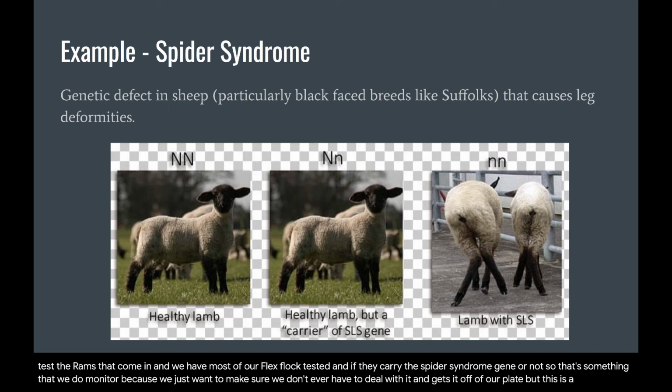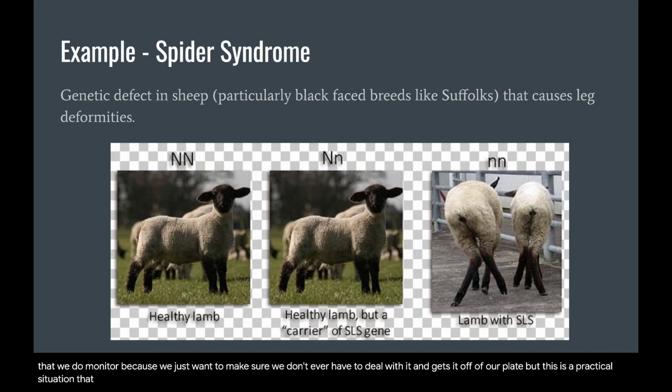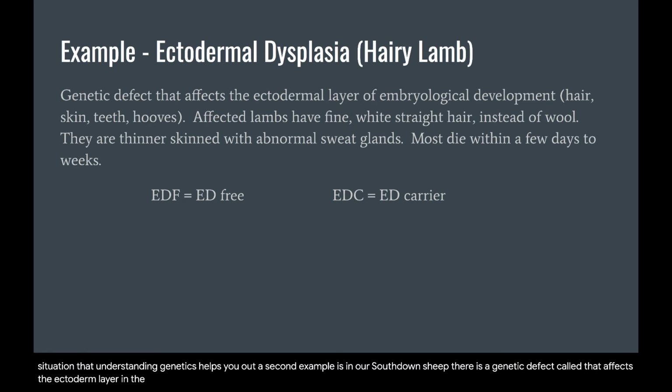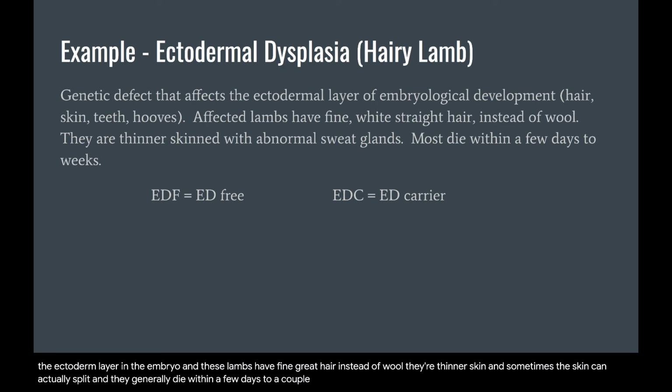But this is a practical situation where understanding genetics helps you out. A second example is in our Southdown sheep. There is a genetic defect that affects the ectodermal layer in the embryo. And these lambs have fine straight hair instead of wool. They're thinner skinned, and sometimes the skin can actually split, and they generally die within a few days to a couple of weeks. And it's a big issue, and we know that it's present in the Southdown breed.